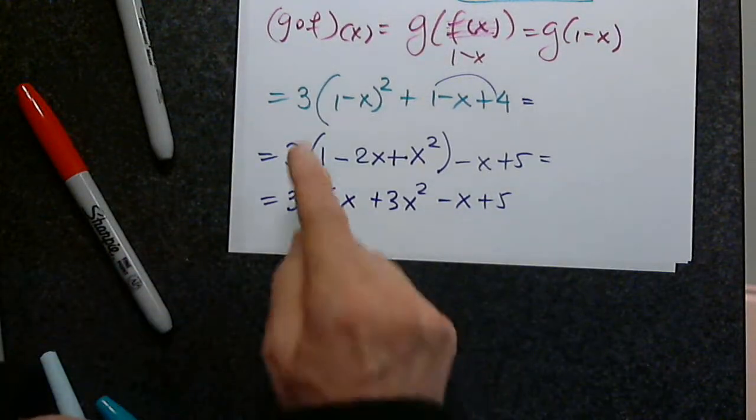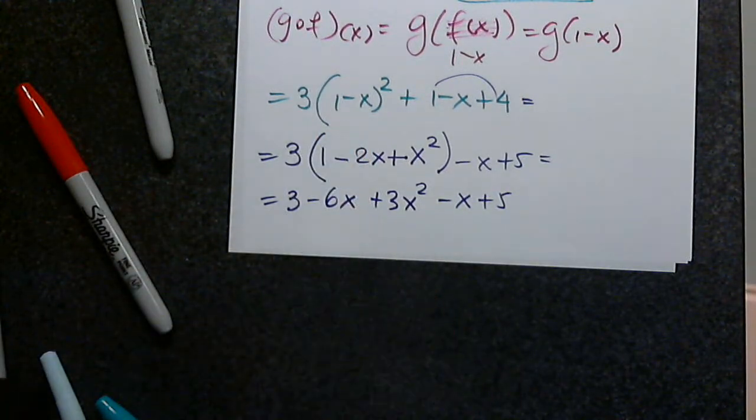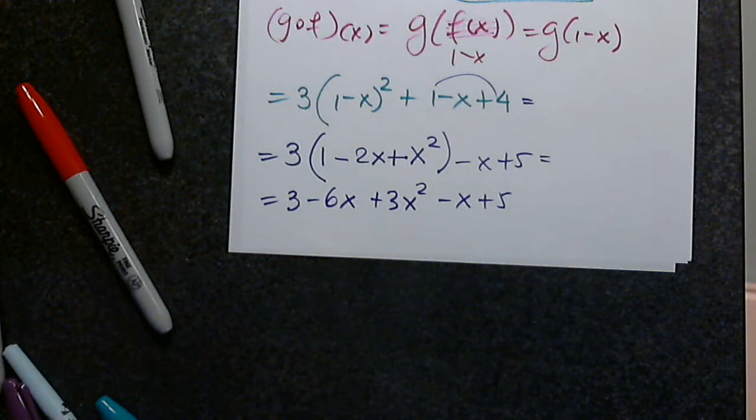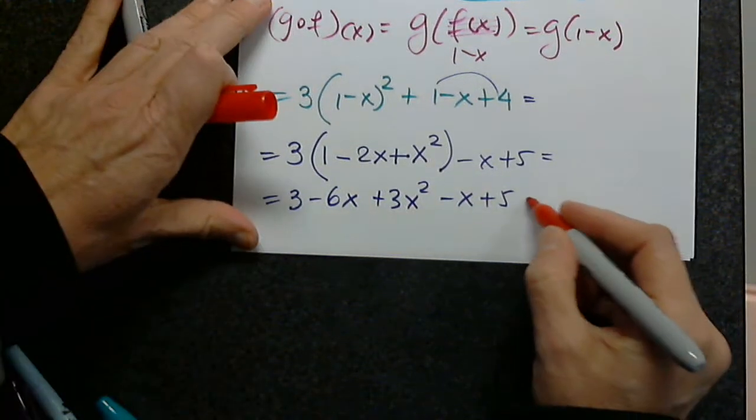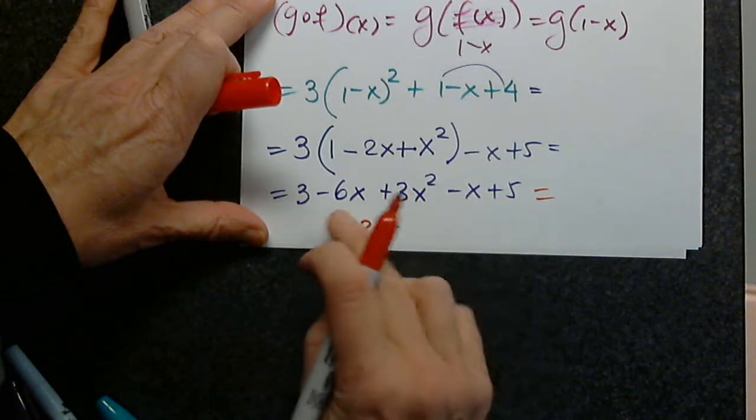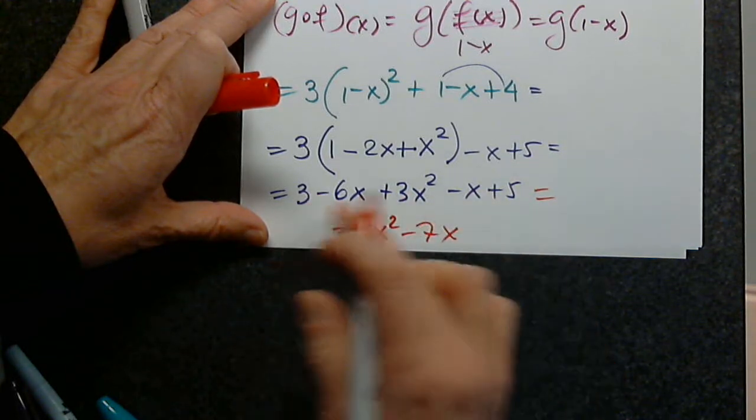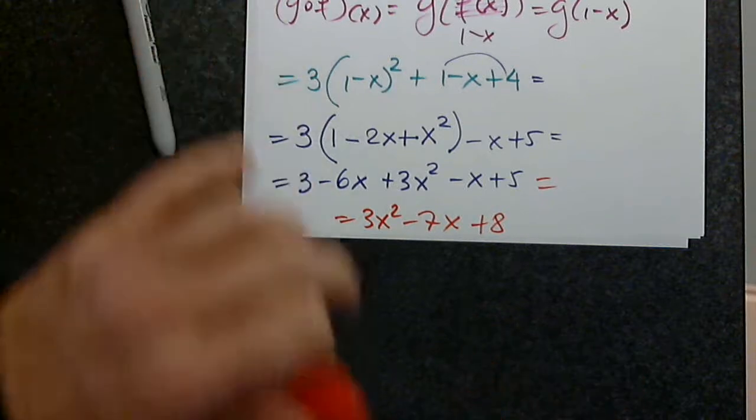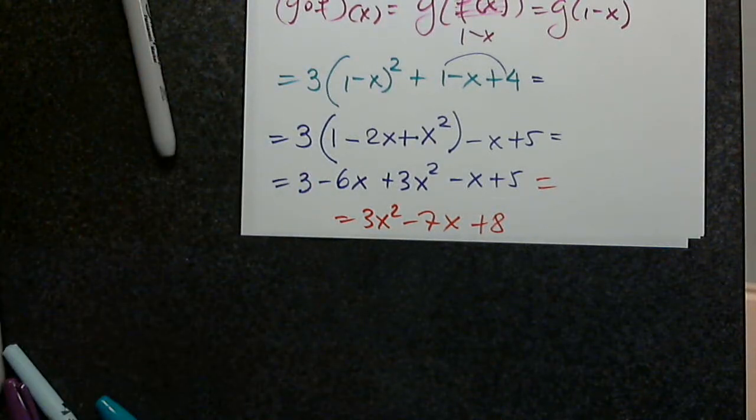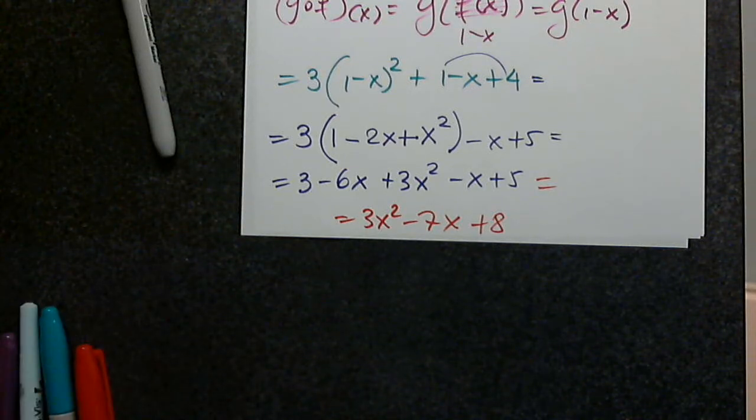Remember, you cannot distribute 3 before you square. I've seen it done. Please do not distribute, because you have to square first by the order of operations and then distribute 3. So 3x squared minus 7x and plus 8. And this is the function composition g composed with f. Is this okay? Okay. Are you okay?